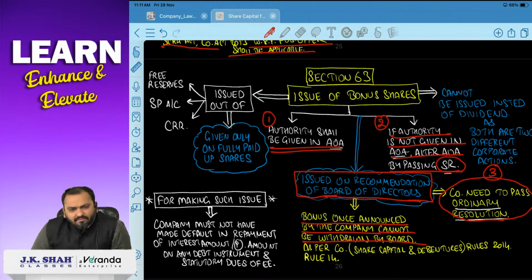Now, can I say bonus shares means it is something given free of cost? Shareholders will be happy. You know, dividend is also something given out of free of cost to the shareholders. So can company give bonus shares instead of dividend? Can company give dividend instead of bonus shares? Answer is no. We have done this in class. When we were doing dividend chapter, I told you, can company issue bonus shares instead of dividend? Answer is no. Why no?